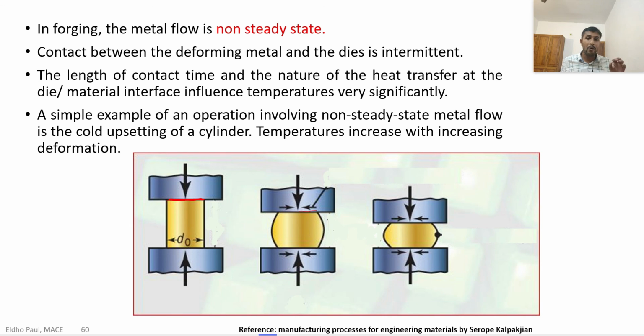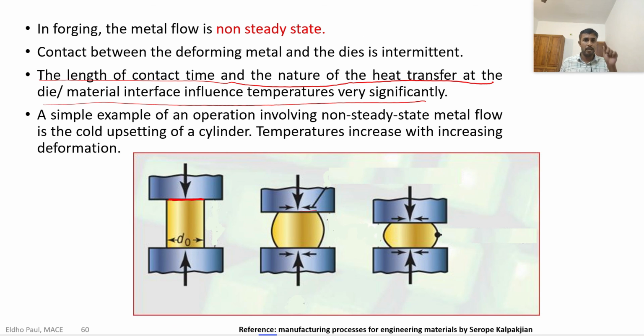Since contact and temperature are very important, the length of contact time and the nature of heat transfer influence temperature very significantly. Because if there is contact, there will be some dissipation of the generated heat into the die and the atmosphere. If the contact space is very small, then the dissipation will be lower. So this contact time is very important.